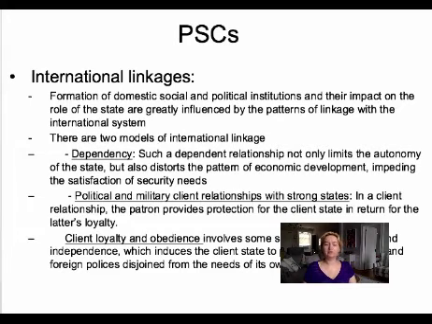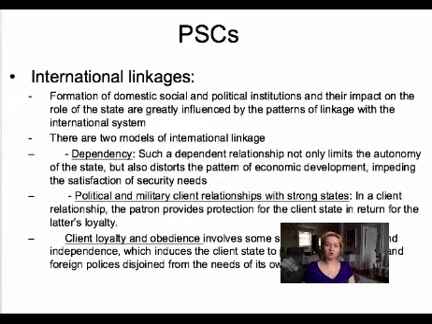And the fourth precondition of protracted social conflict is international linkages. Formation of domestic social and political institutions and their impact on the role of the state are greatly influenced by the patterns of the international system. So there are two models of international linkages.